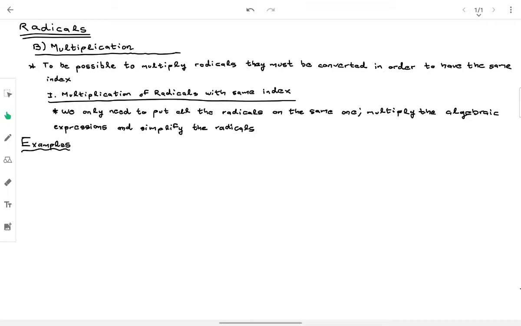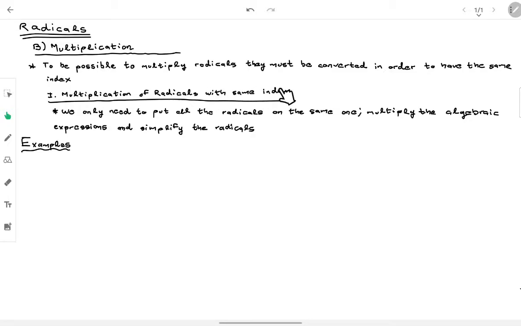So in this case, to be possible to multiply radicals, they must be converted in order to have the same index. But in this case, it's not like in addition and subtraction, because in addition and subtraction, they must have it. In this case, we can convert it in order to have the same index. We will start today with the basics. We will start today to see how to multiply radicals when they have the same index.